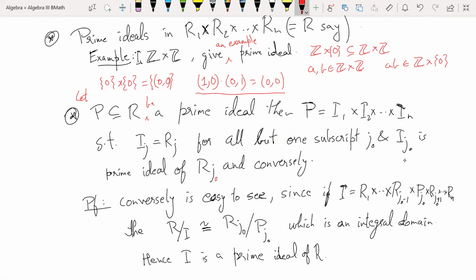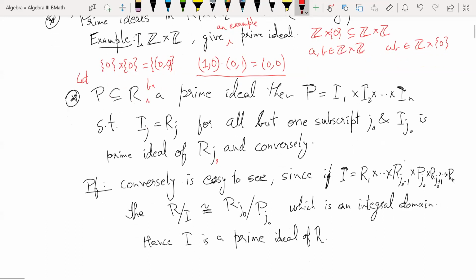Just think in terms of groups. As a set, this quotient makes sense even as a subgroup of an abelian group. As a set, the definition doesn't differ; only that this quotient even has a ring structure. This is going to be isomorphic to R_j0 mod P_j0. Maybe I'll tell you what the map is. And that's it. This is an integral domain, so I is going to be a prime ideal.